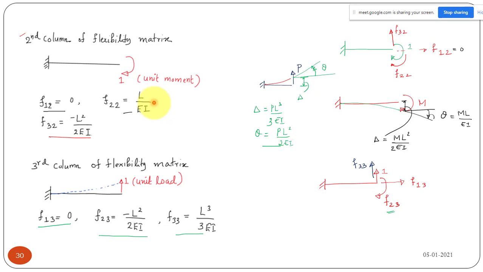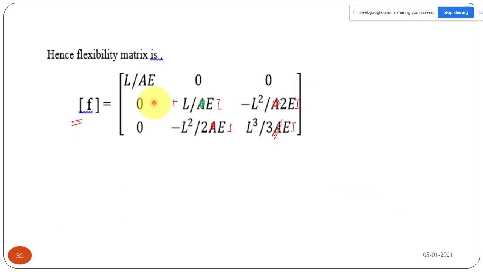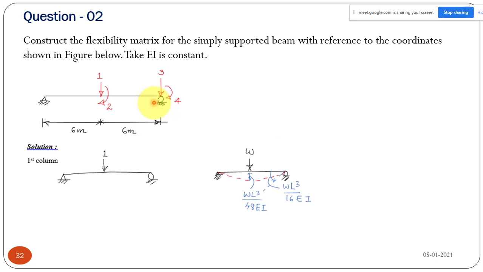Your forces can be an axial force, or a vertical force, or a moment. And if the displacement you get is not in the same direction as the given coordinate direction, then you have to keep the negative sign. I think only that much you have to remember, and you can solve any problem. Let us go to question number 2.